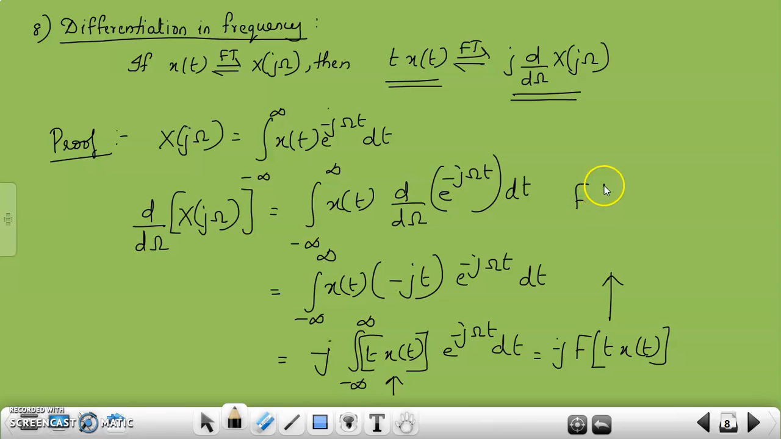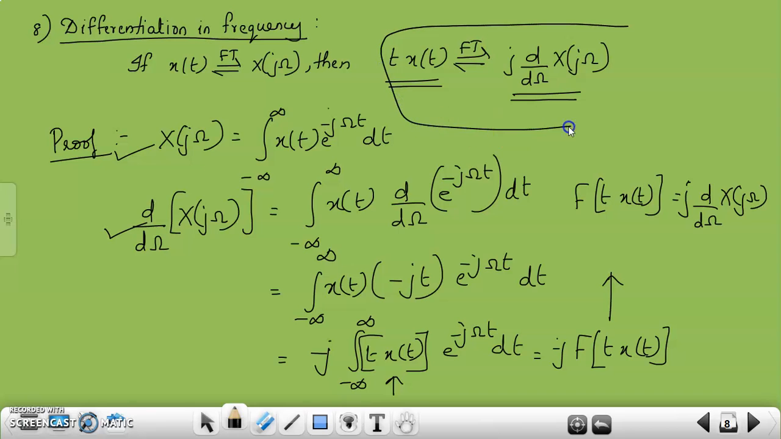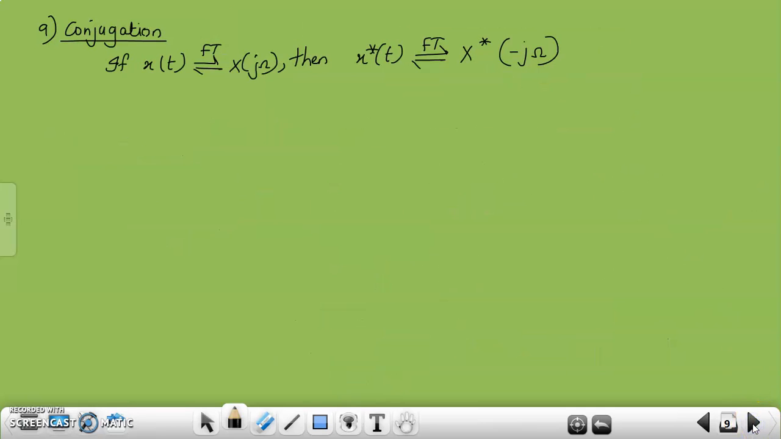Or I can write the Fourier transform of t into x of t is equal to, this minus j can be taken to the left hand side, so that becomes j times d by d omega of x of j omega. So if I am taking the expression corresponding to x of j omega and differentiating it one time with respect to omega, then I will be getting the RHS as minus j times the Fourier transform of t x of t. Therefore, I can write t into x of t is transformed to j times d by d omega of x of j omega. That is the property known as differentiation in frequency domain.